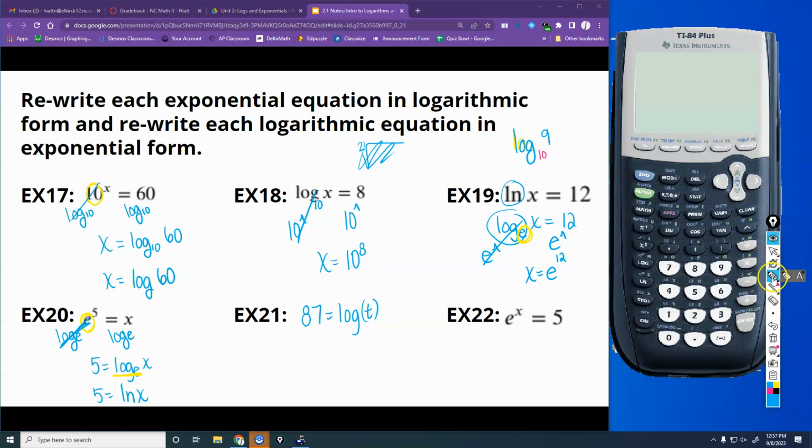So you may even want to make yourself a note somewhere that log, just a plain log of x, is the same as log base 10 of x. And if I've got natural log of something, it is the same as log base e of x.